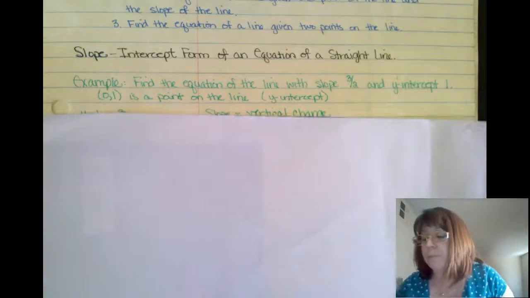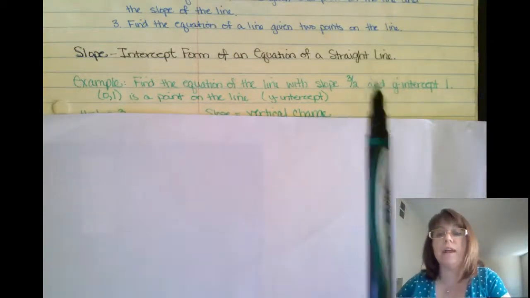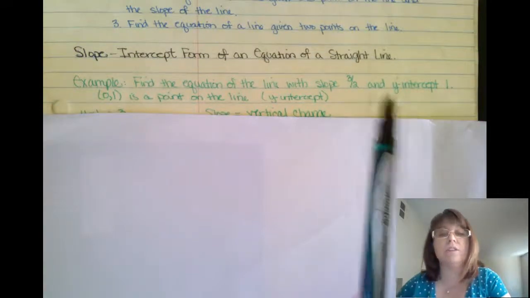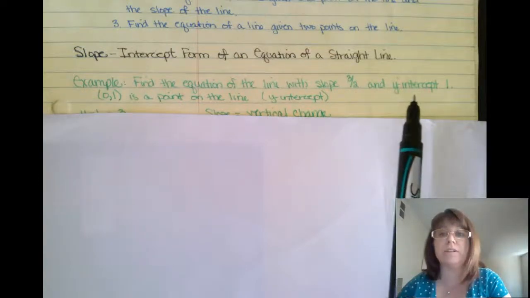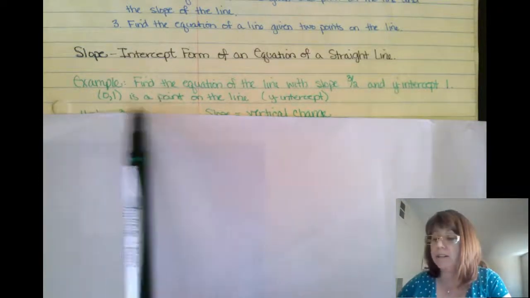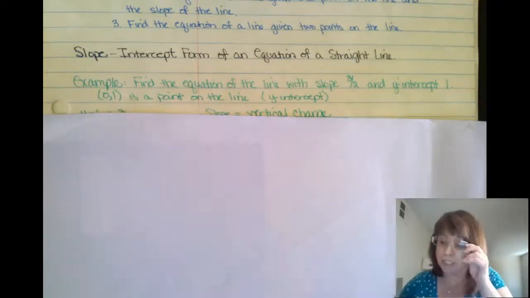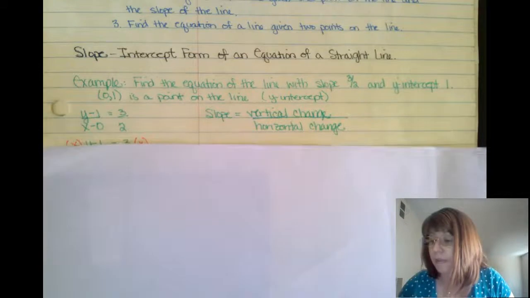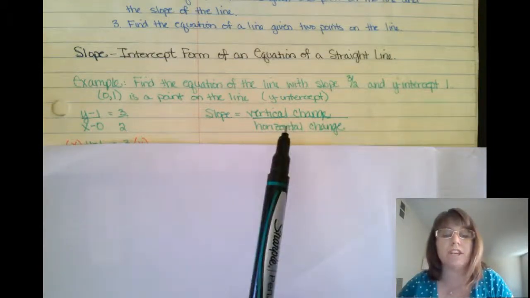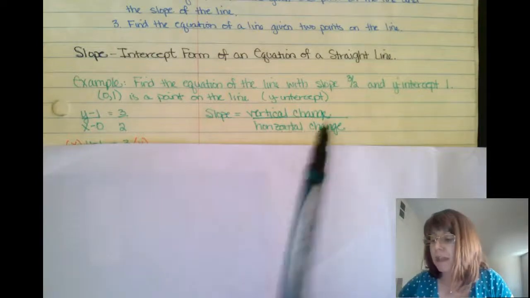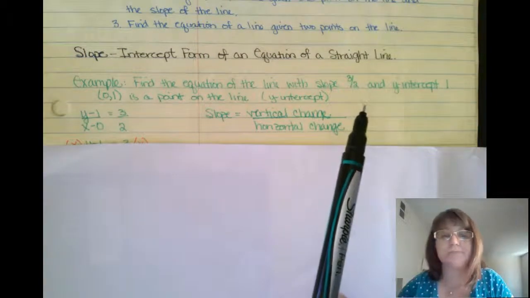Here's an example. We want to find the equation of the line given the slope and the y-intercept. The slope is 3/2 and the y-intercept is 1. In other words, (0, 1) is a point on the line. If you remember, the slope is the vertical change over the horizontal change. So we could make up another point and just call it (x, y).